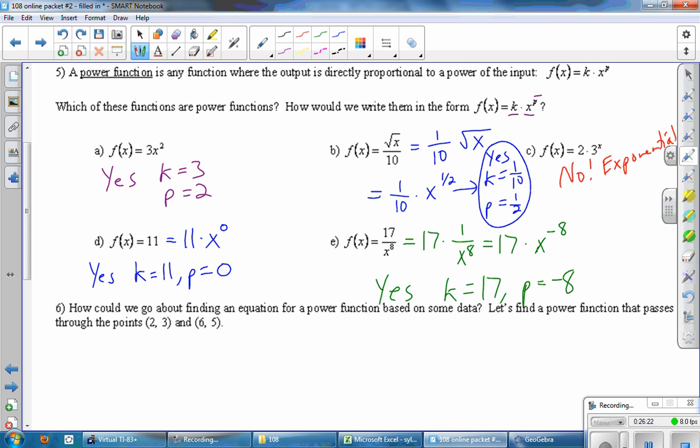So again, the point is that power functions can come in many different forms, but ultimately they have to be able to be rewritten in a specific form. And that's this form up here.